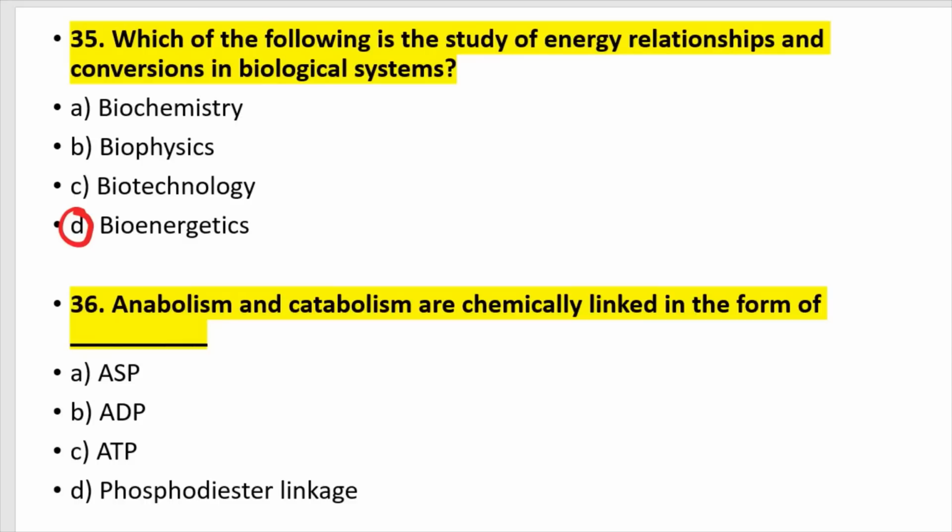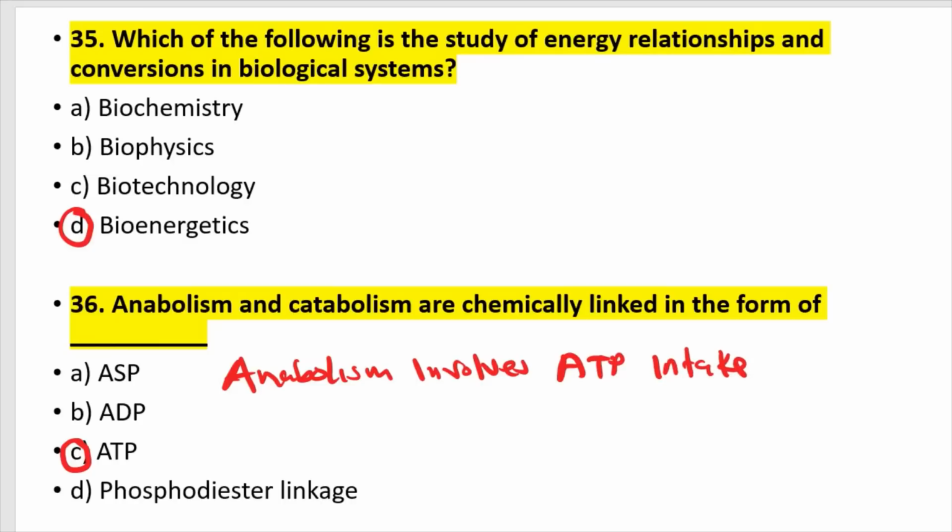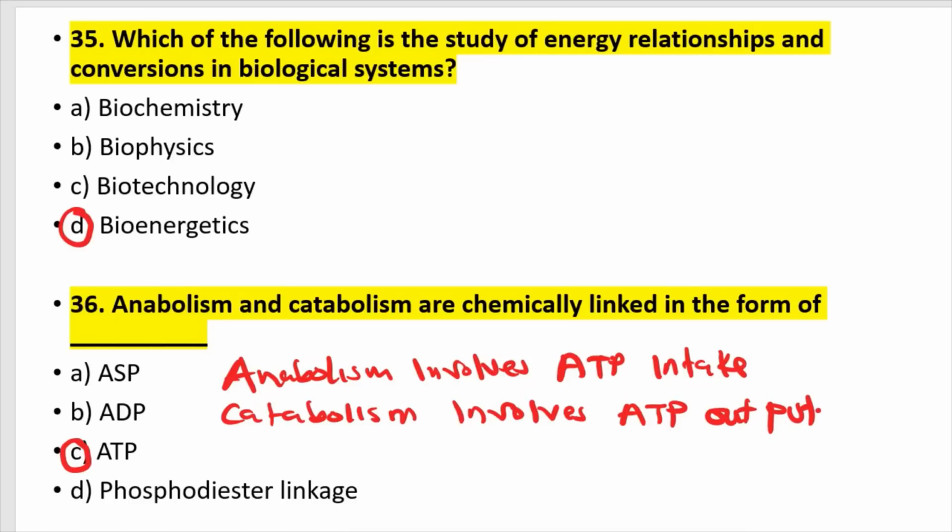36. Anabolism and catabolism are chemically linked in the form of ASP, ADP, ATP, phosphodiester linkage. The answer here is ATP. Anabolism involves ATP intake, so it takes energy, whilst catabolism involves ATP output. So ATP output, that is catabolism.